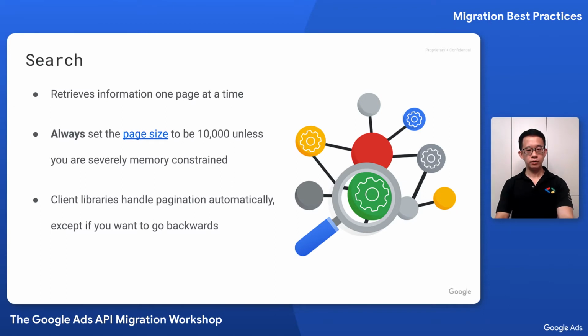Before talking about the scenarios where search is better than search stream, let's take a look at some details of search. The search method retrieves information one page at a time, and you should always set the page size to 10,000, which is the maximum size of a page, unless you are severely memory constrained. Our client libraries handle pagination automatically for you, except if you want to go backwards. If you use the REST API, however, you need to handle pagination by yourself.